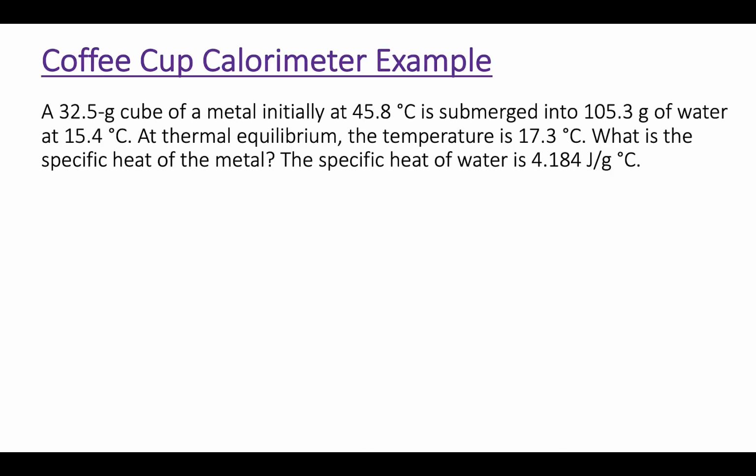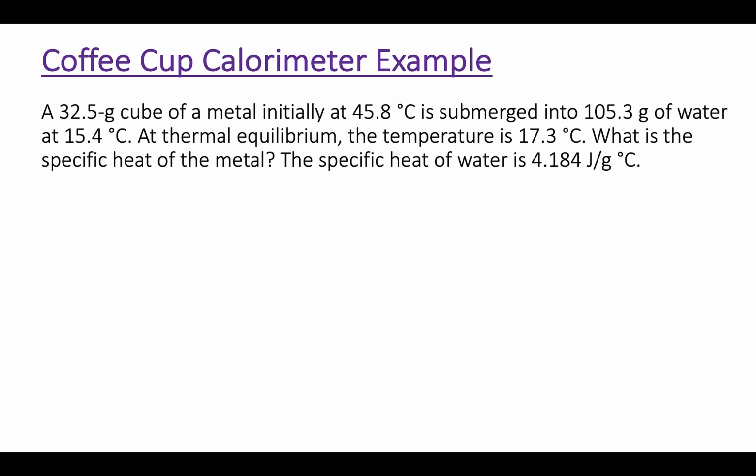So the question states that a 32.5 gram cube of a metal that has an initial temperature is submerged into water that's at a 15.4 degrees Celsius temperature, and that at equilibrium we reach a temperature in the middle, which shouldn't be too surprising, right? If we have a hot object and a cold object, we should meet in the middle.